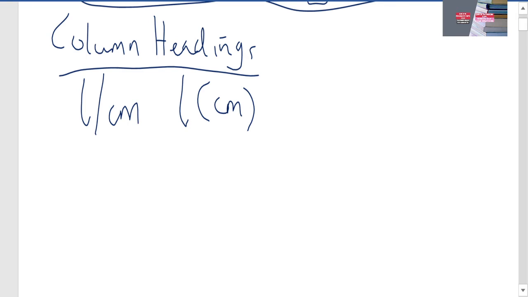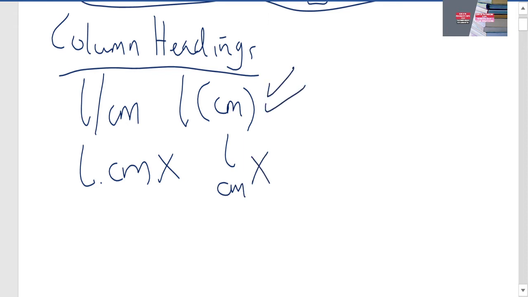If you just write L then centimeters, that's not accepted. Or L and then you put a centimeters there, that is not accepted. So please, you should follow the notation that is allowed by Cambridge. It is very, very important for you to score that mark on column headings.